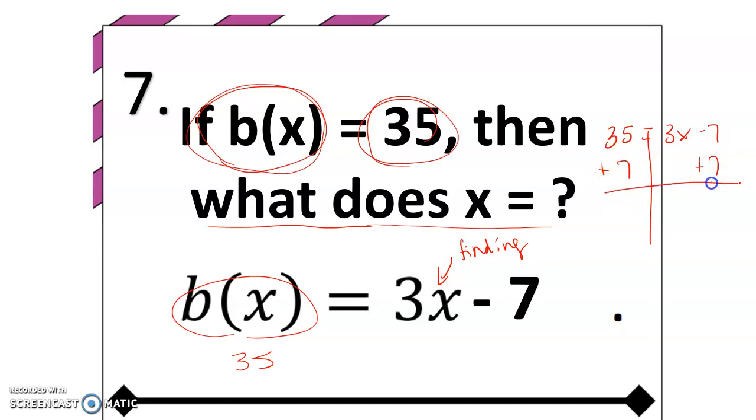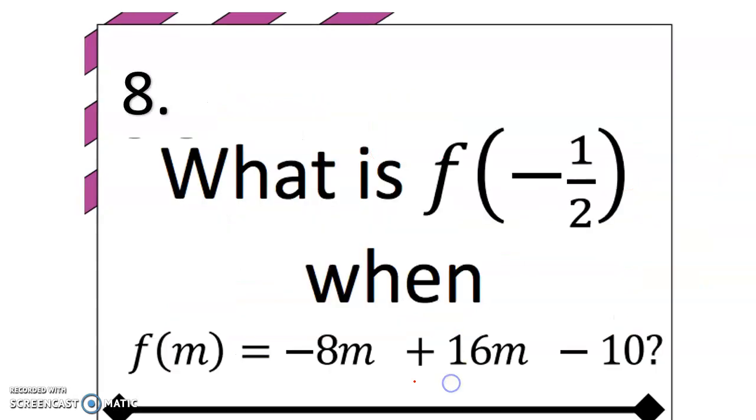Add 7 to both sides. We get 42 equals 3x. Divide both sides by 3. And I get x equals 14. Okay, so again, on this one, we were finding x, not plugging in for x.